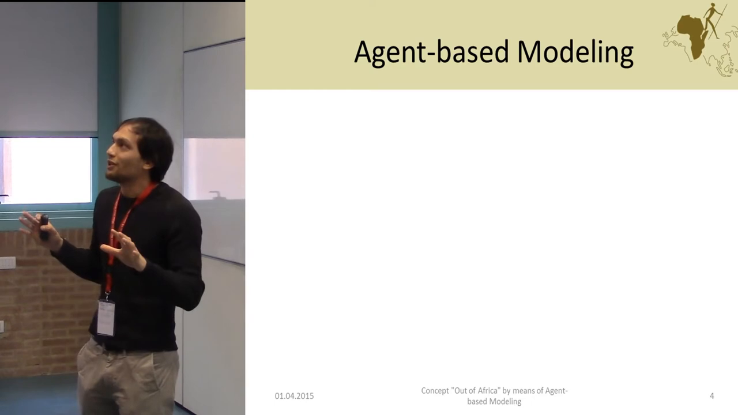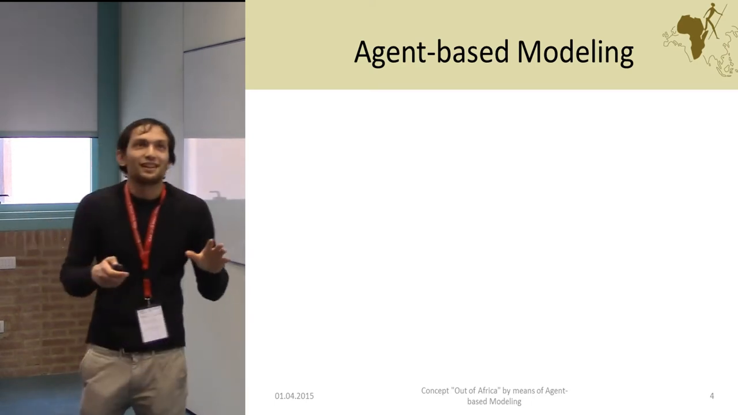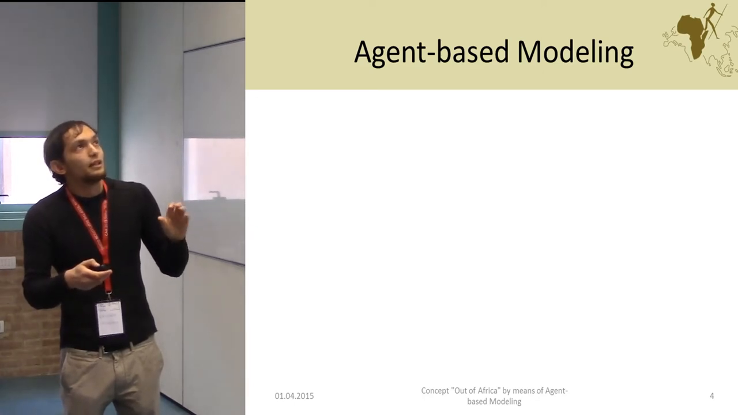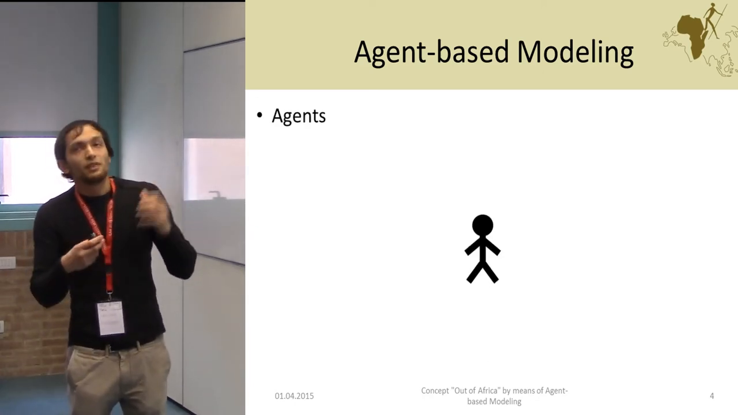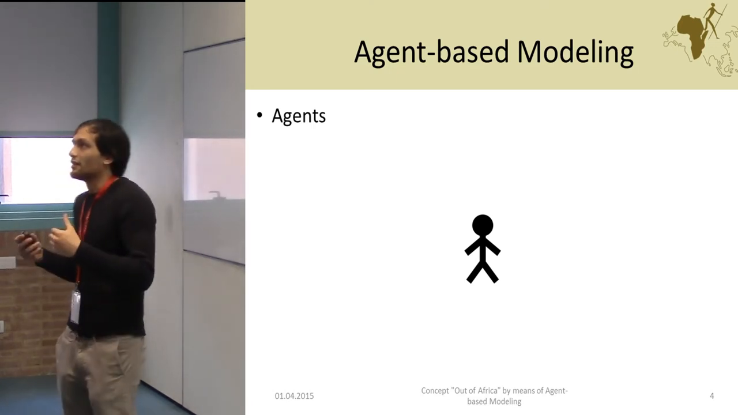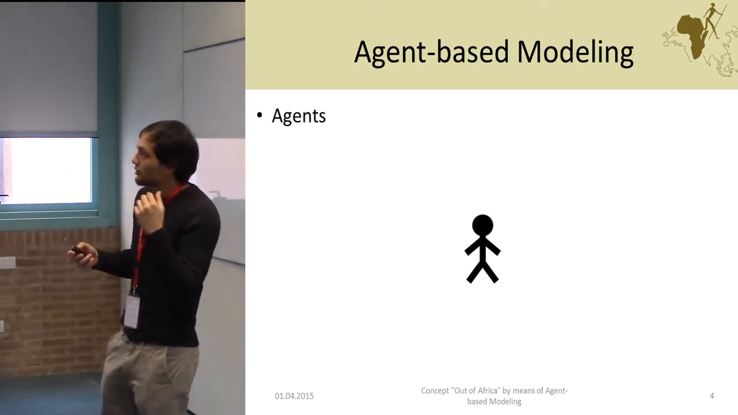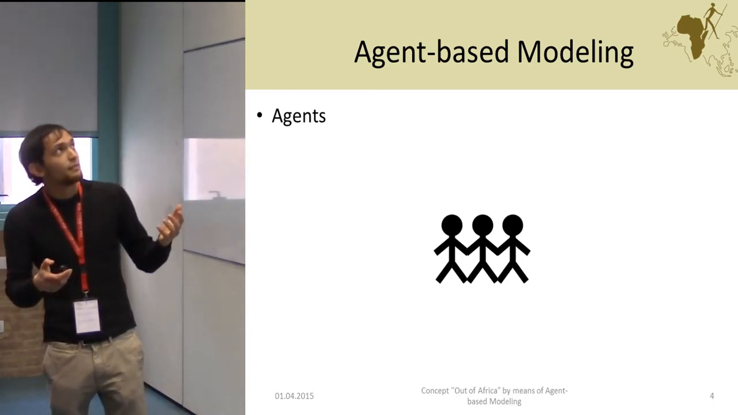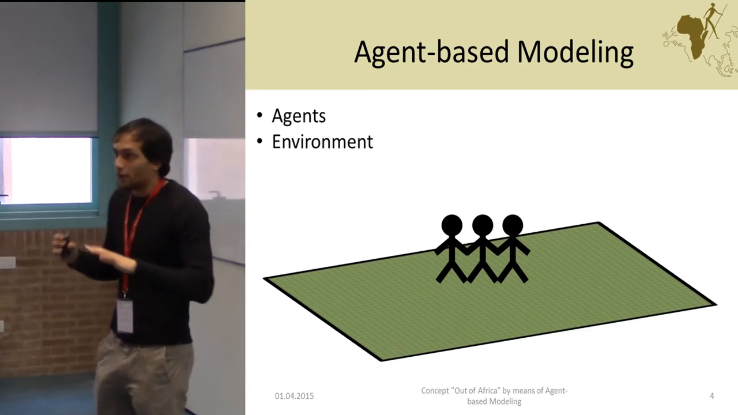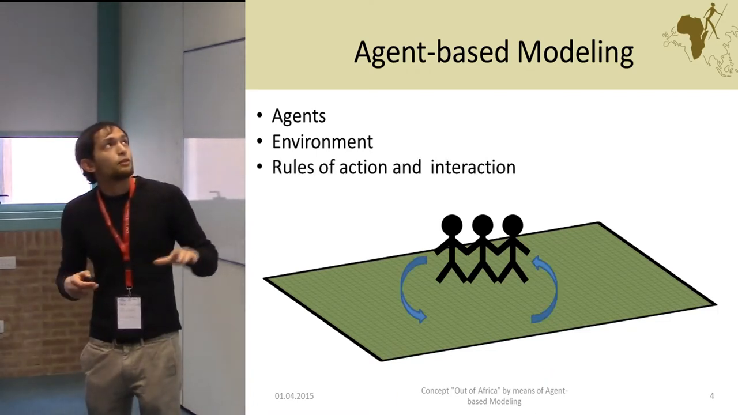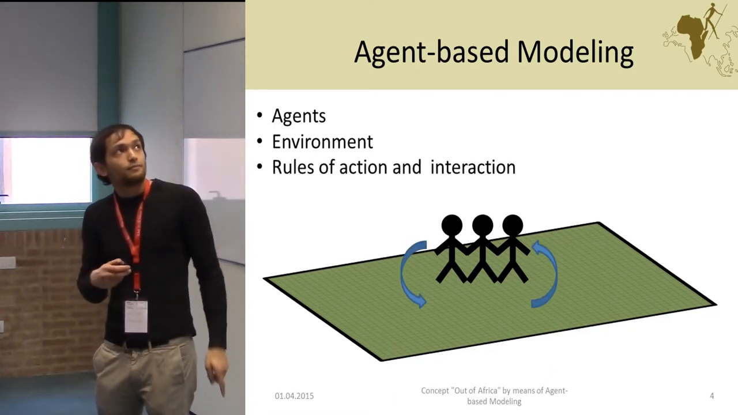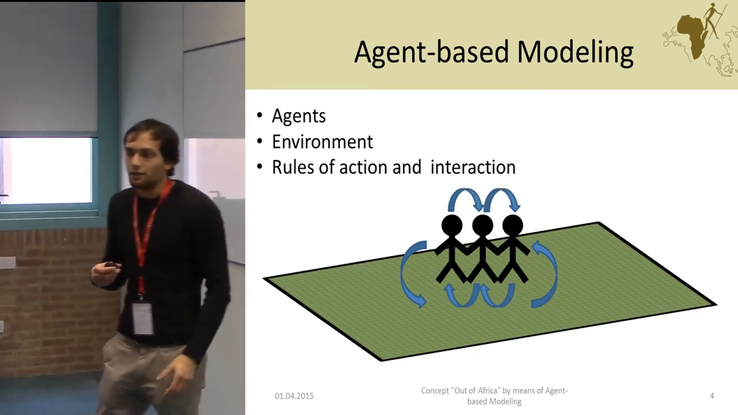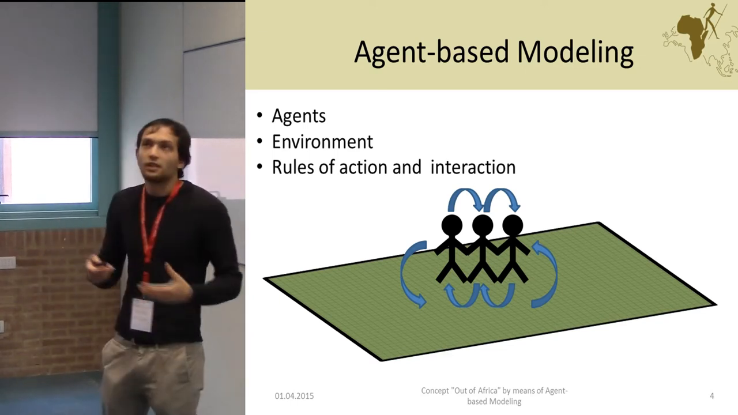I think most of you know what agent-based modeling is. Anyways, I give some general information. Agent-based modeling, a basic structure. An agent-based model consists of agents. These are the acting entities. They have certain attributes and certain behavior, or multiple agents. They act on an environment according to the rules of action and interaction, and they may also interact with each other. And you find this structure in every agent-based model.